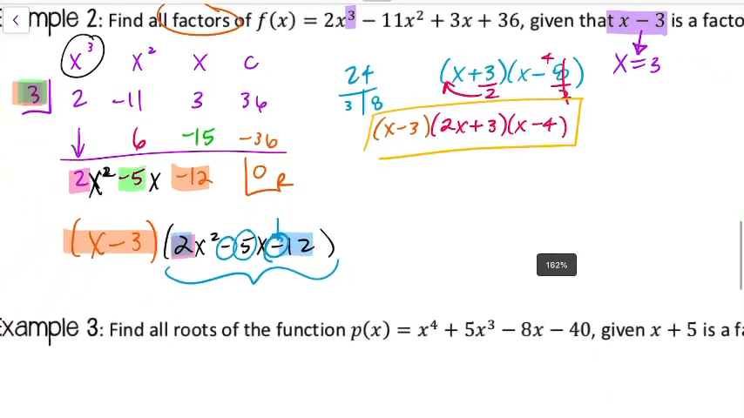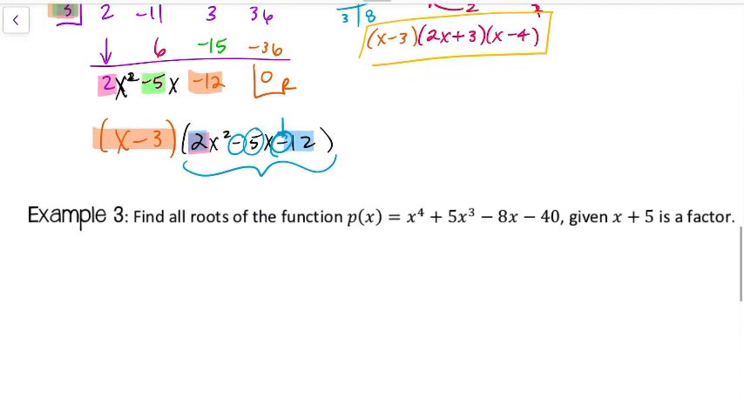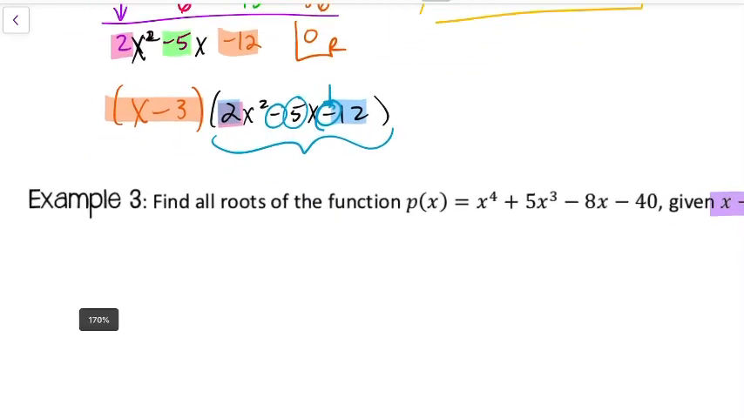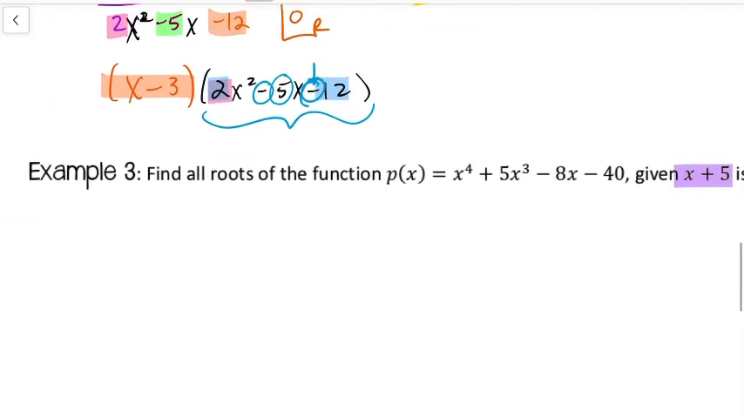Now obviously order does not matter in this case since we are just multiplying, but those 3 are all of our linear factors. Now example 3 is very similar, but this time we're asked to find all roots of p of x. So notice they're giving us fun new names for our functions in different function notation, but nothing else changes. They tell us x plus 5 is a factor, so that means that negative 5 is going to be our number in the box.